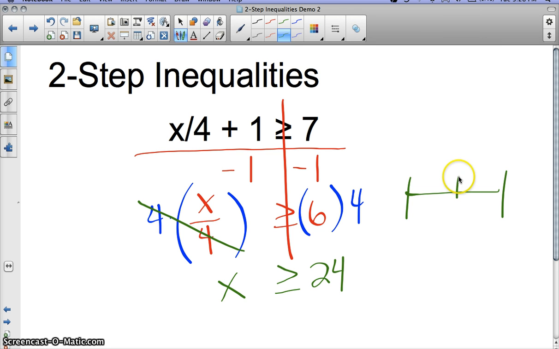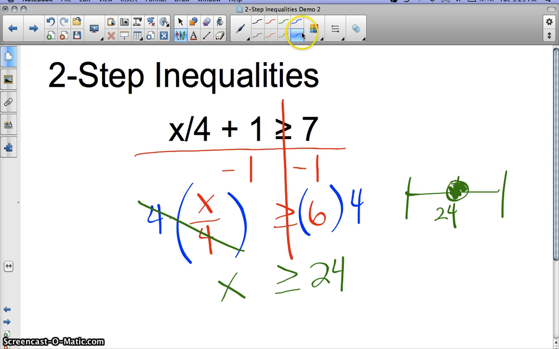Number line, hash mark, the number we care about, open circle or closed circle? Well, if you said closed circle, you are correct, because it is also equal to, so we have to include our point. And now we just plug in a number.